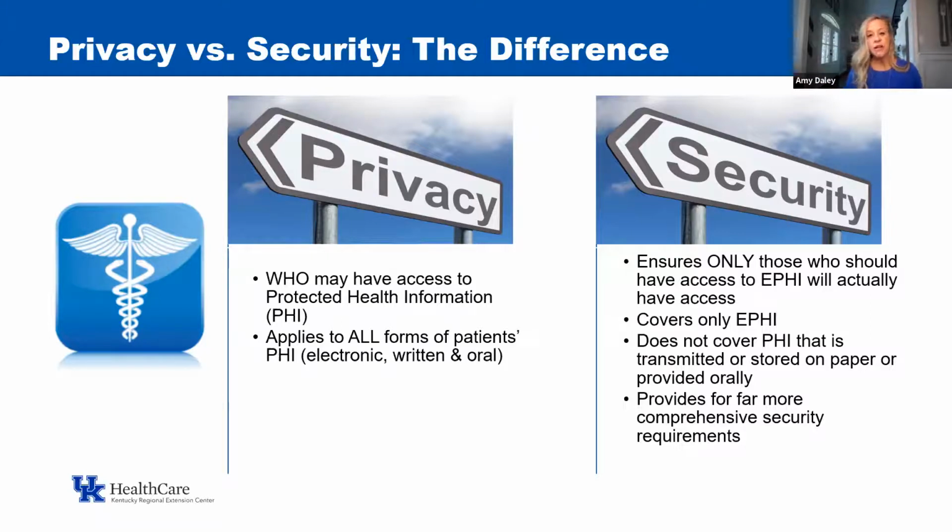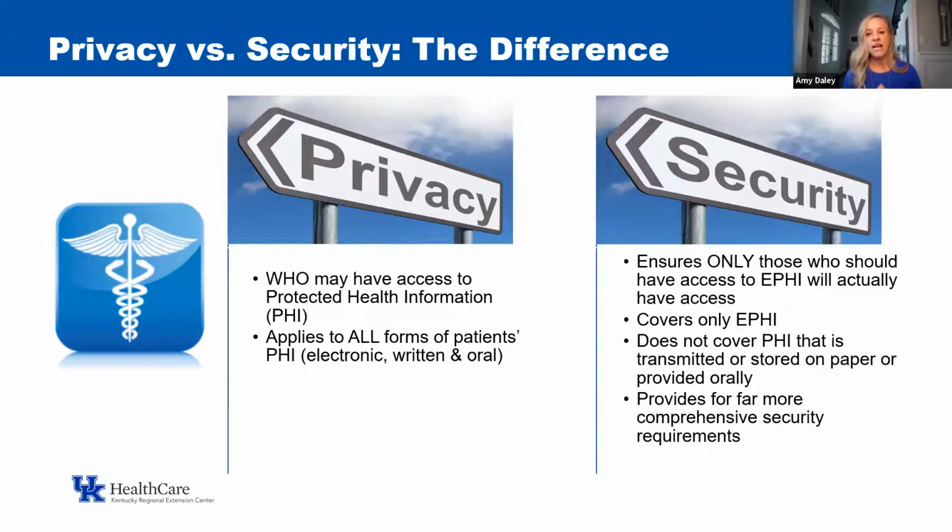So then the security rule covers electronic protected health information. And it only covers the electronic format. So any such information that an organization creates, receives, uses, or maintains electronically is subject to this rule. So when you really break it down, privacy covers who may have access to our information, and applies to all forms of patients' PHI. And then security ensures that only those who should have access to ePHI has access, and does not cover anything stored on paper or provided orally.